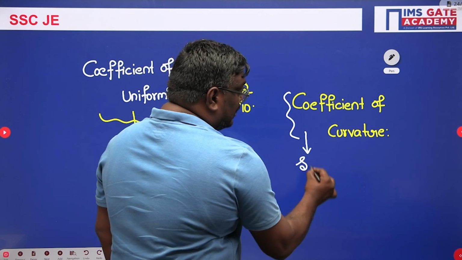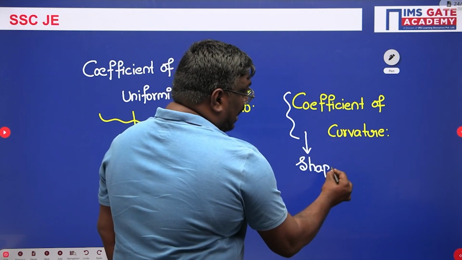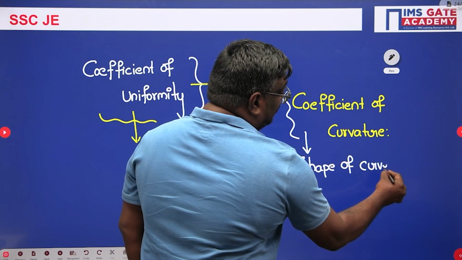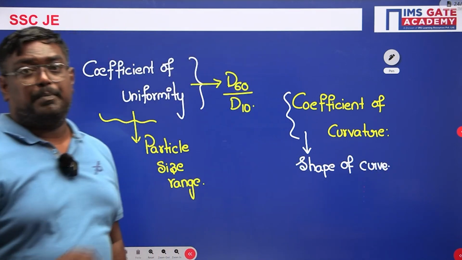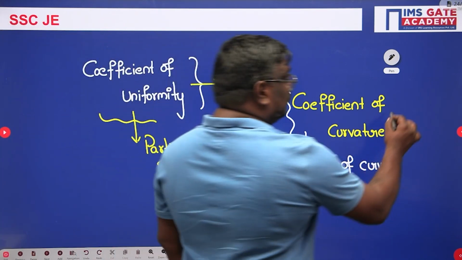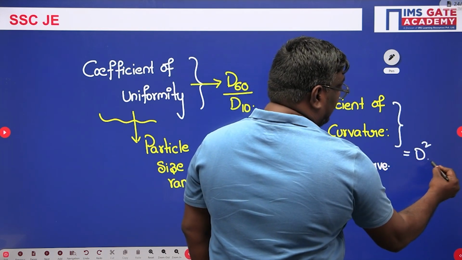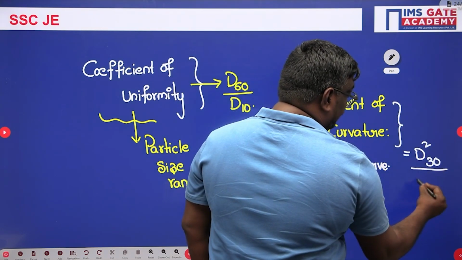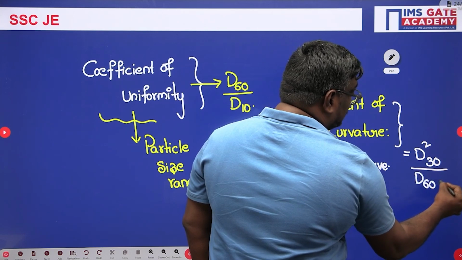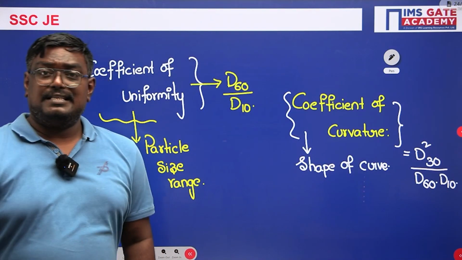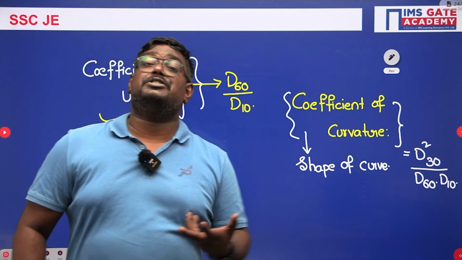So coefficient of curvature will give you an idea about what, sir? It gives you an idea about the shape of the curve. So this is a very important point. And here, my dear students, coefficient of curvature can be written as D30 squared upon D60 into D10. So what is the purpose of coefficient of uniformity? It represents the particle size range. Coefficient of curvature represents the shape of the curve.